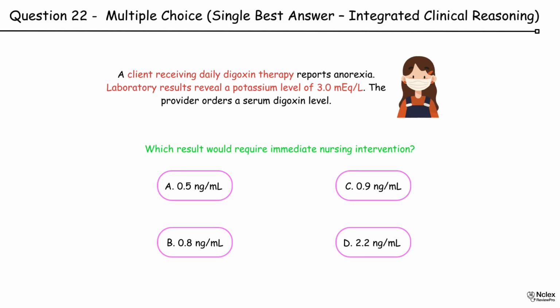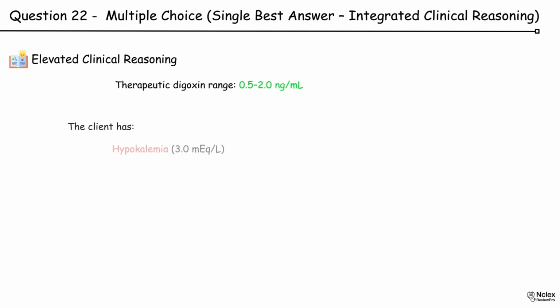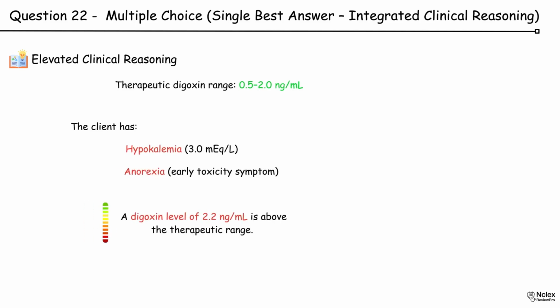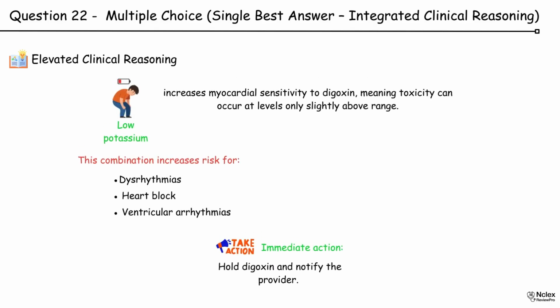The correct answer is D, 2.2 nanograms per milliliter. Now, let's reason through this clinically. The typical therapeutic range for digoxin is approximately 0.5 to 2.0 nanograms per milliliter. This client is already showing an early toxicity symptom, anorexia, and the potassium level is low. Hypokalemia increases the heart's sensitivity to digoxin, so even a level that is only slightly above the therapeutic range can become dangerous when potassium is low.